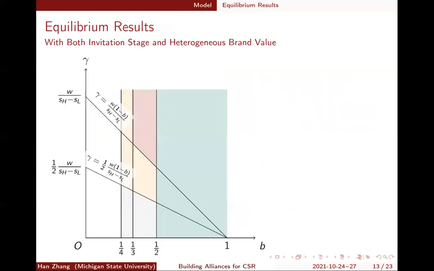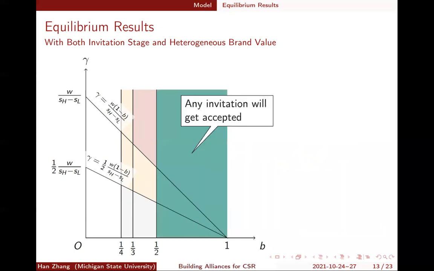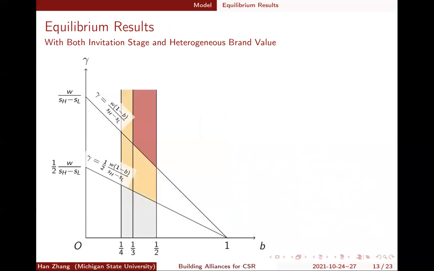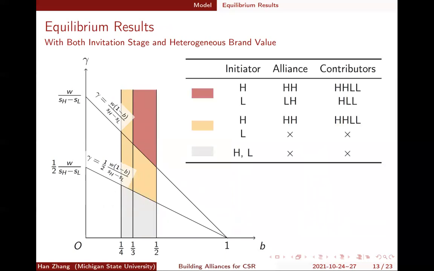In the paper, we show that without the invitation stage or without heterogeneous brand value, in equilibrium, no company will contribute to the project. I next describe the equilibrium in the full model with both the invitation stage and heterogeneous brand value. We vary 2 variables, the marginal benefit B and the concern for status gamma. When B is greater than 1/2, any invitation will get accepted. When B is less than 1/2, a variety of equilibria arises.